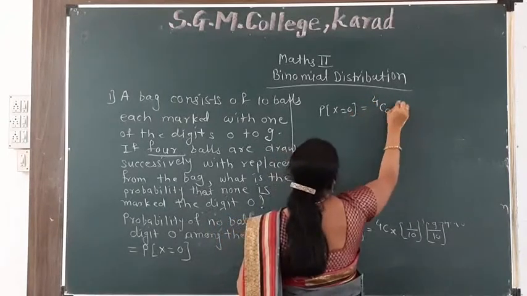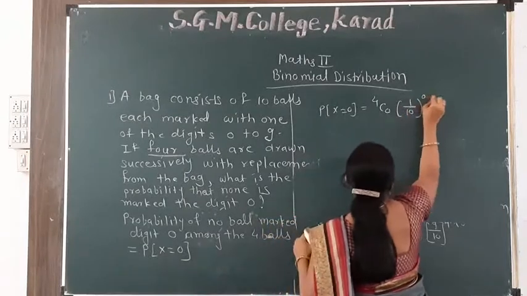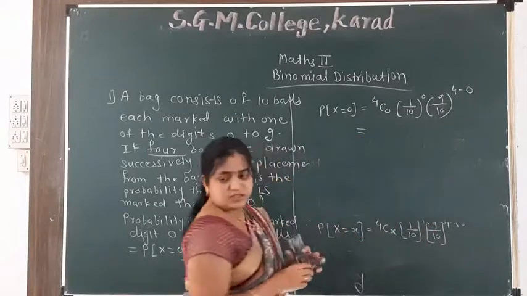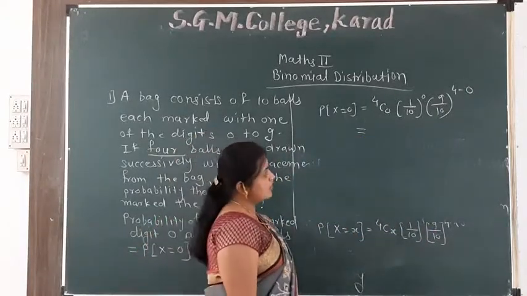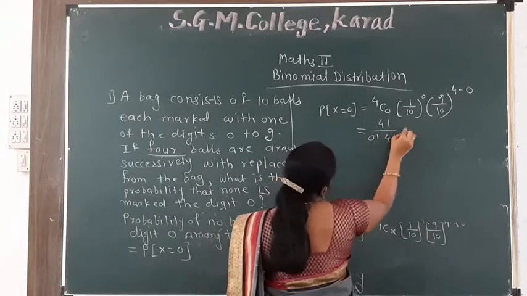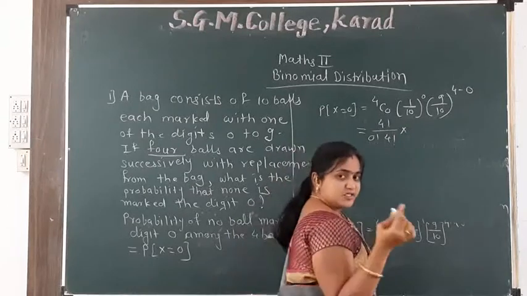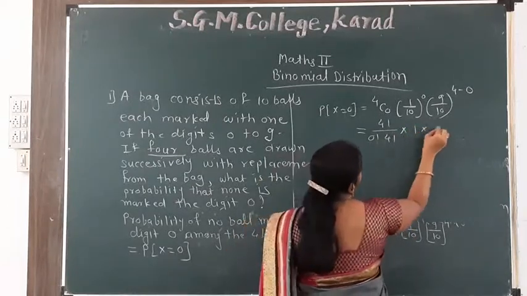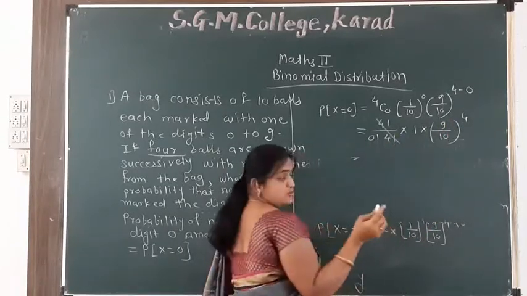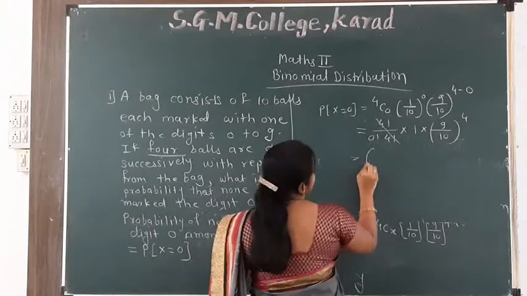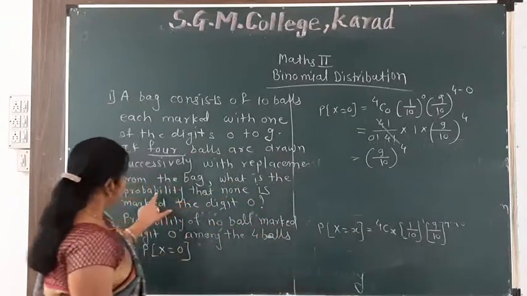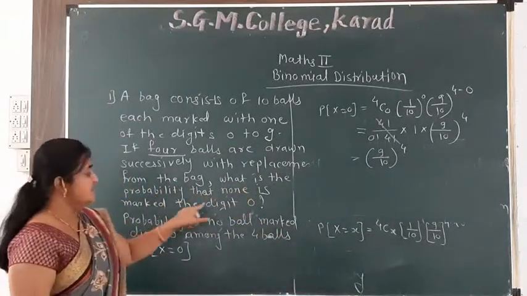So 4 C 0, 1 by 10 raised to the 0, 9 by 10 raised to the 4 minus 0. Simplify, we can use the combination formula, n factorial upon r factorial multiplied by n minus r factorial. We get 4 factorial upon 0 factorial multiplied by 4 factorial. Any number raised to the 0 is 1. So here 1 multiplied by 9 upon 10 raised to the power 4. The 4 factorial cancels out, 0 factorial is 1. So the answer is 9 upon 10 raised to the power 4, the probability that none is marked with digit 0.